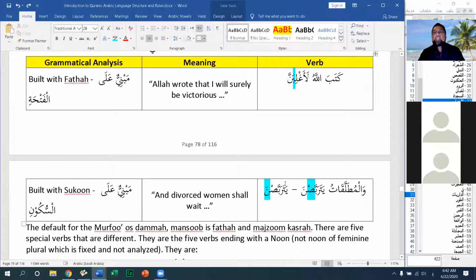This verb does not change. That noon never removes, even in the state of jazm, in the state of nasb. That noon is always there, hence it is mabniyun ala al-fatha. Excuse me, that's one opinion.